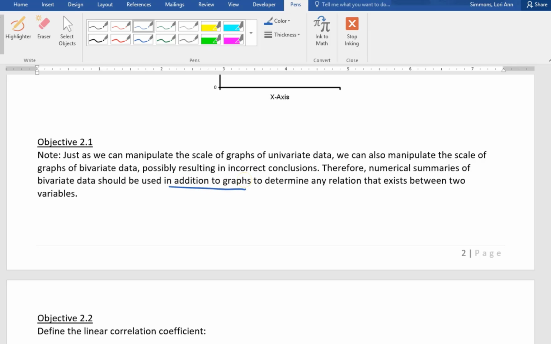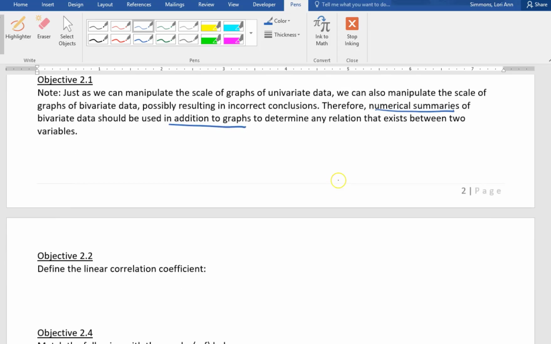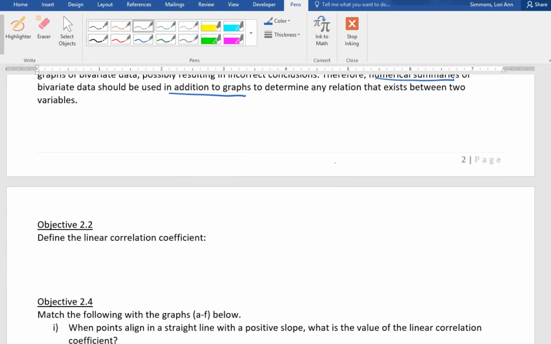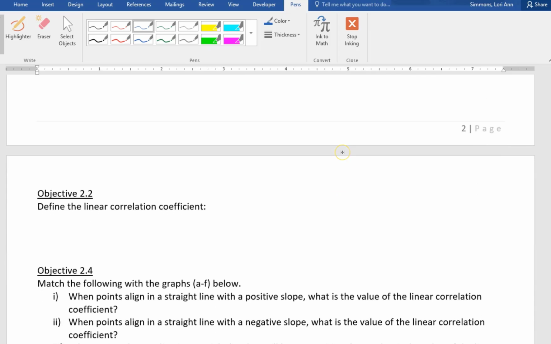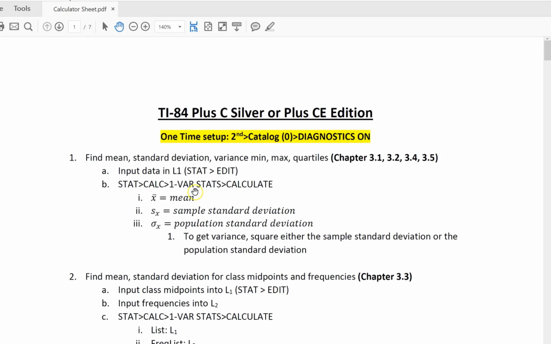So we just worked on graphs. We're going to work on numerical summaries next. So this basically says that you should use both instead of one or the other. So this numerical summary is going to be our linear correlation coefficient. This is number 3 on our calculator sheet.